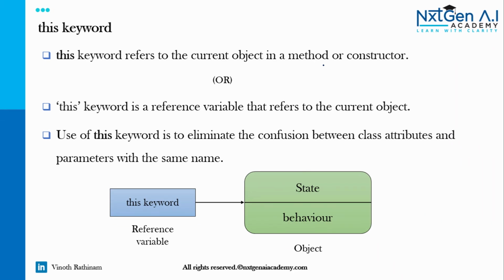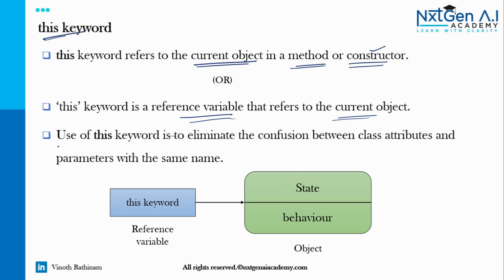Okay, let's see the book definition for interview purposes. We have two definitions. When someone asks in the interview what this keyword means, it refers to the current object in a method or constructor. And we know one thing, a constructor is also a special type of method. And it is a reference variable that refers to the current object. Whichever you feel is easier, go with it.